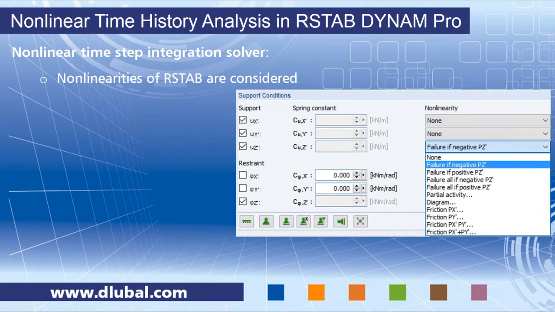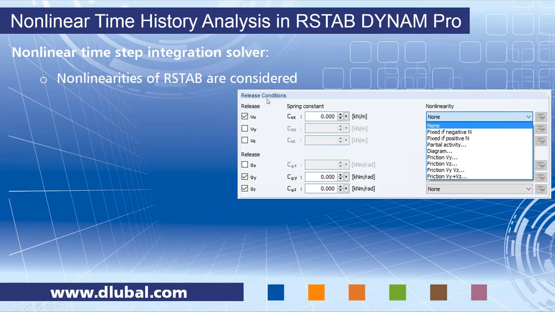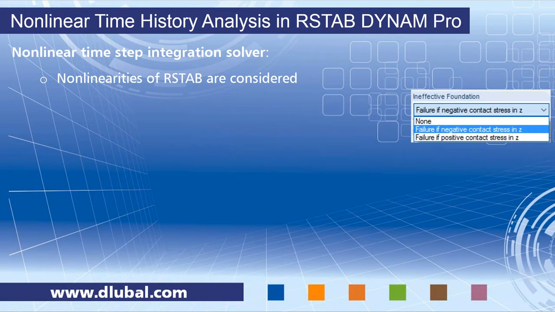You can also define nonlinearities for supports. So you can define several conditions. You can define frictions, or a quite flexible one is the diagram or partial activity. Similarly, these things are available for hinges, for release conditions. In RSTAB, we also have the foundation of members that can be inactive, and it also fails if negative or positive contact stresses are available.